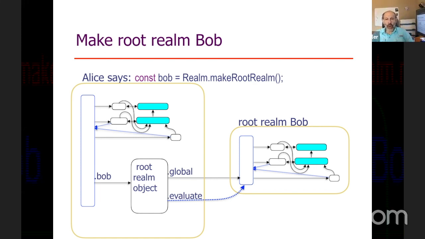So when Alice says makeRootRealm, she also gets, as a result, an instance of the realm object, the root realm, shown as the lowercase rootRealm object, that has an accessor property named global that points at the new realm's global, and has an evaluate method for evaluating code in the scope of Bob's global. And the rootRealm object is Alice's object for manipulating the new realm, but the rootRealm object is itself an object in Alice's realm.